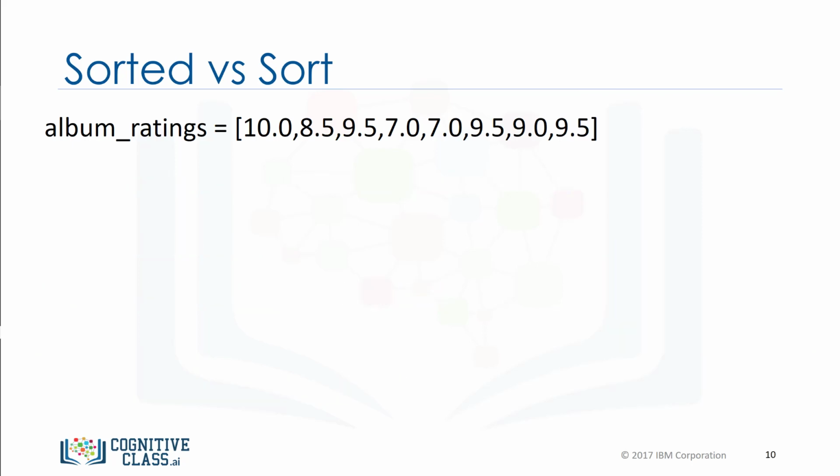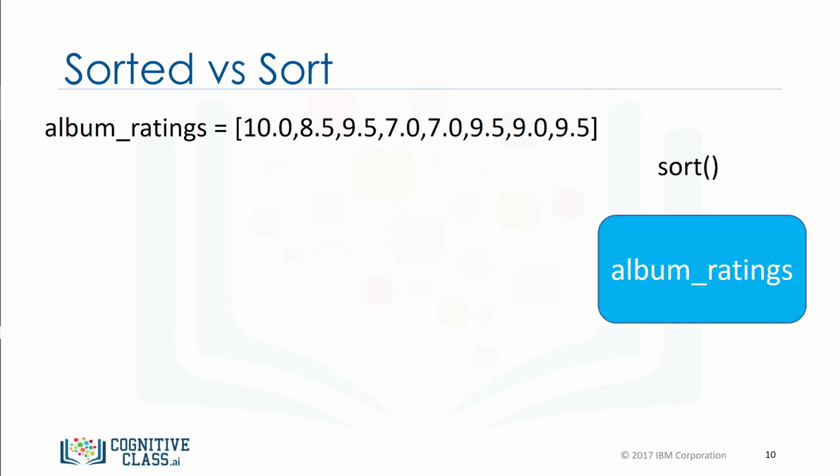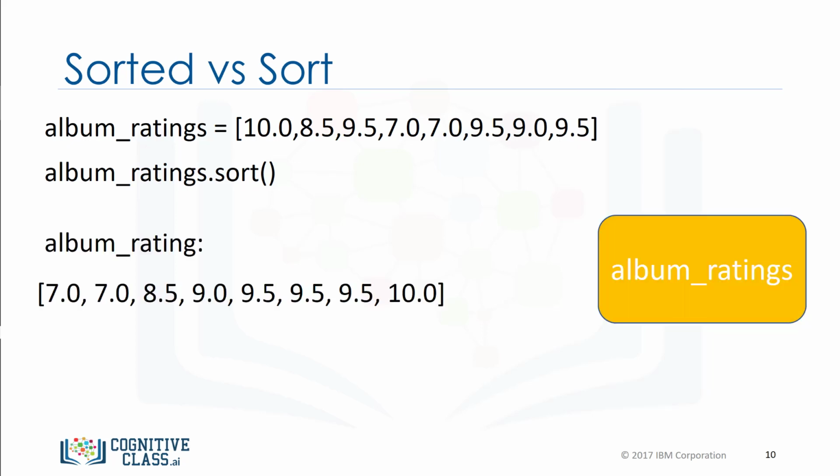If we use the method sort, the list album ratings will change and no new list will be created. Let's use the diagram to help illustrate the process. In this case, the rectangle represents the list album ratings. When we apply the method sort, the list album rating changes. Unlike the previous case, we see that the list album rating has changed. In this case, no new list is created.